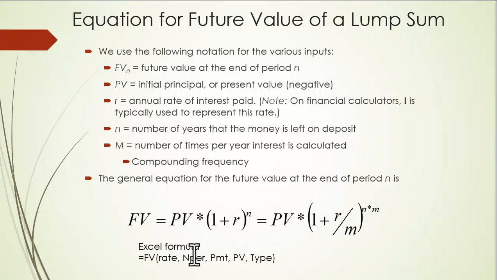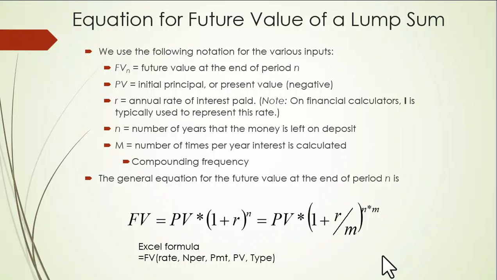So in the Excel formula, the rate that they use here is the rate per period, N per number of periods, payment, right? If this is an investment, we're not talking about payments here. That's another problem. So right now that will be a 0. Present value, in Excel, present values will always be entered as a negative number. It implies you're spending that money, right? Or you're investing that money. It's a cash outflow.